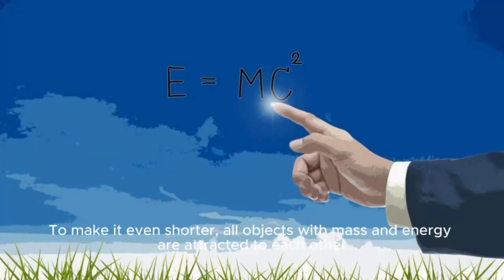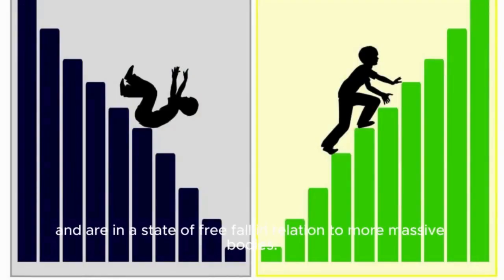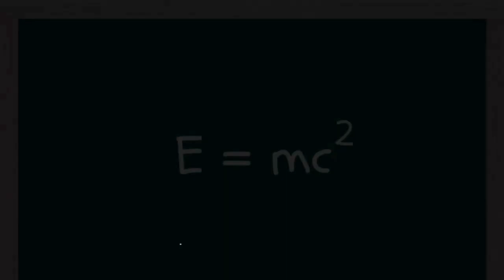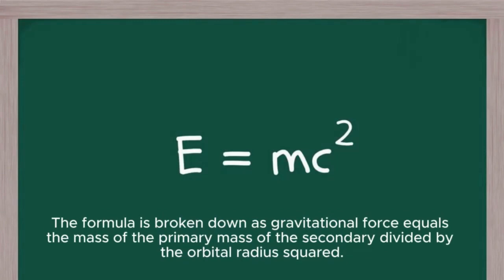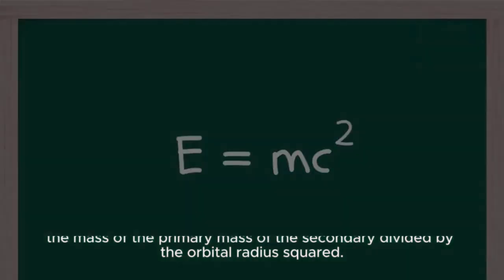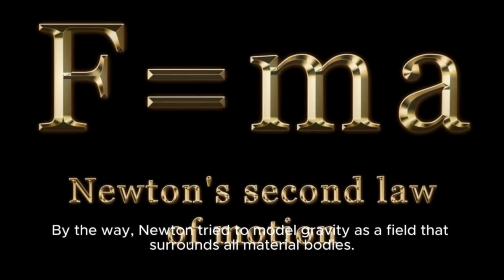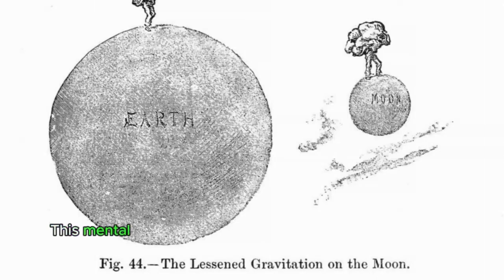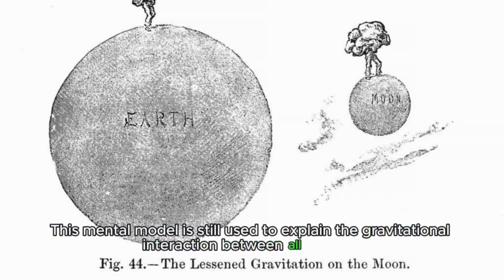To make it even shorter, all objects with mass and energy are attracted to each other, and are in a state of free fall in relation to more massive bodies. This is all expressed in a well-known formula. The formula is broken down as: gravitational force equals the mass of the primary times the mass of the secondary, divided by the orbital radius squared. By the way, Newton tried to model gravity as a field that surrounds all material bodies. This mental model is still used to explain the gravitational interaction between all objects.